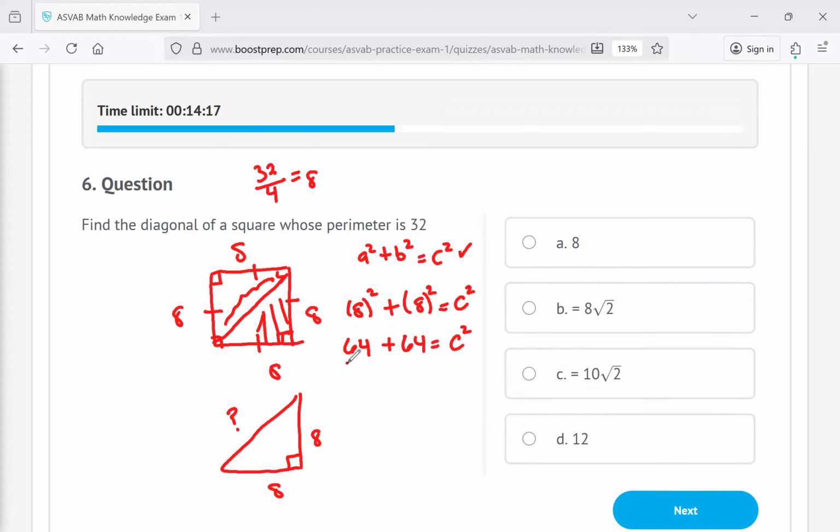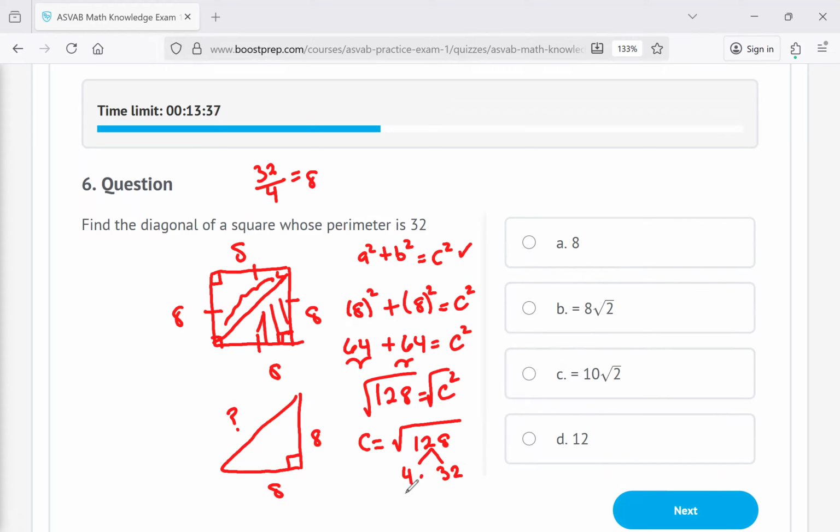Okay. So what's 64 plus 64? It is 128 equals c squared. Okay. Continue solving for c, so you take the square root of both sides. So c is the square root of 128. Now, you don't see our answer because they want you to simplify this square root. So I know the square root of 128 is not perfect, so you have to do your factor tree. So what two numbers multiply to 128? It could be any two numbers. So I did 4 and 32.